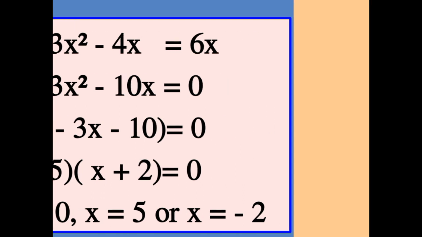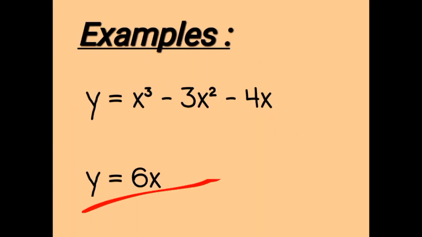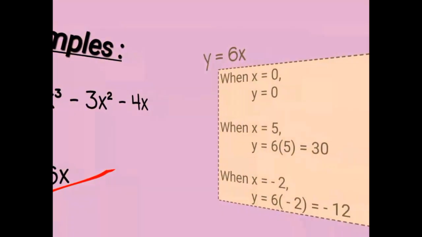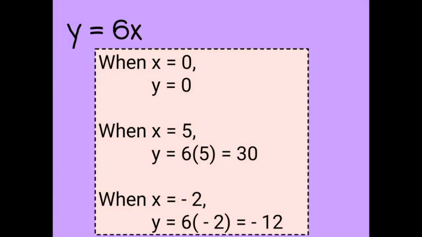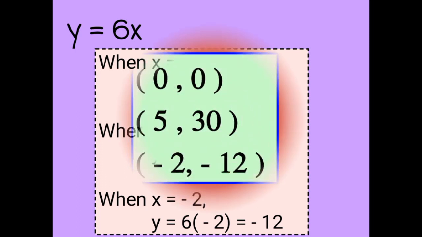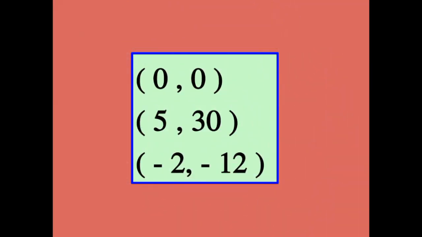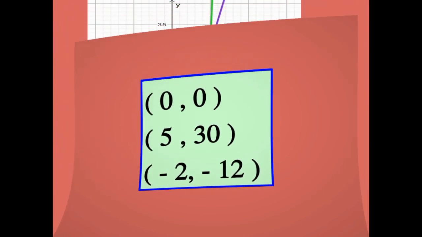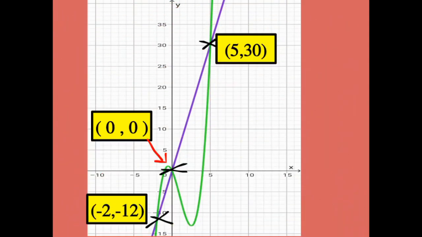Now, to find the y coordinates, substitute the x values into the equation y equals 6x. So, when x equals 0, y equals 0, when x equals 5, y equals 30 and when x equals minus 2, y equals minus 12. Hence the coordinates of the points of intersection are (0, 0), (5, 30) and (minus 2, minus 12). So if you check the graph here, you can see the coordinates of the points of intersection.